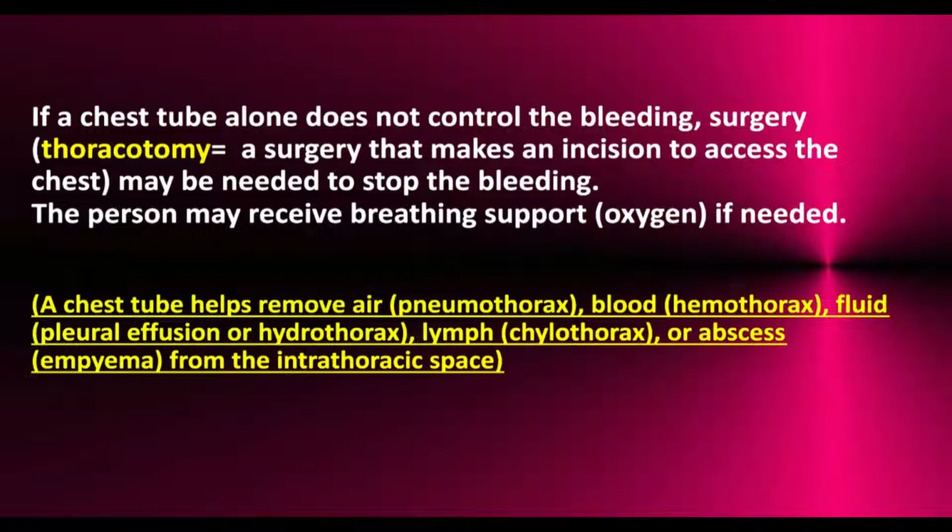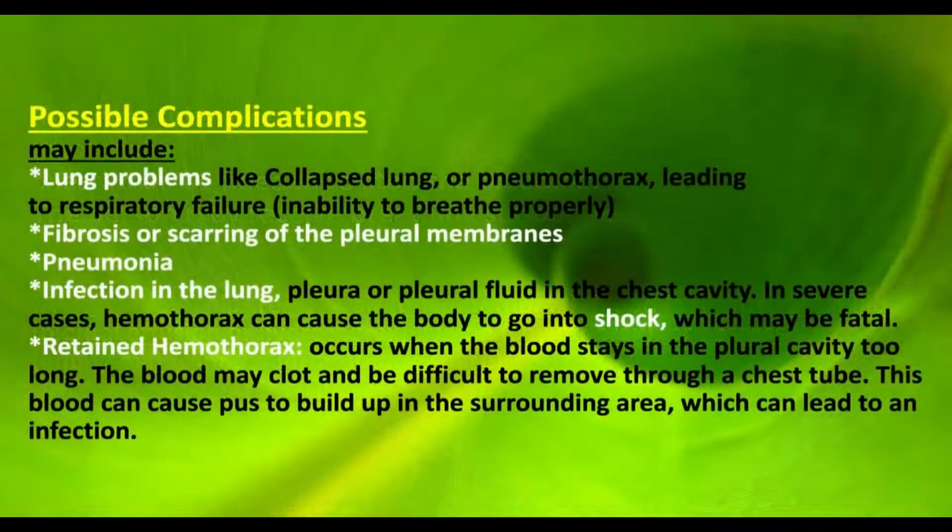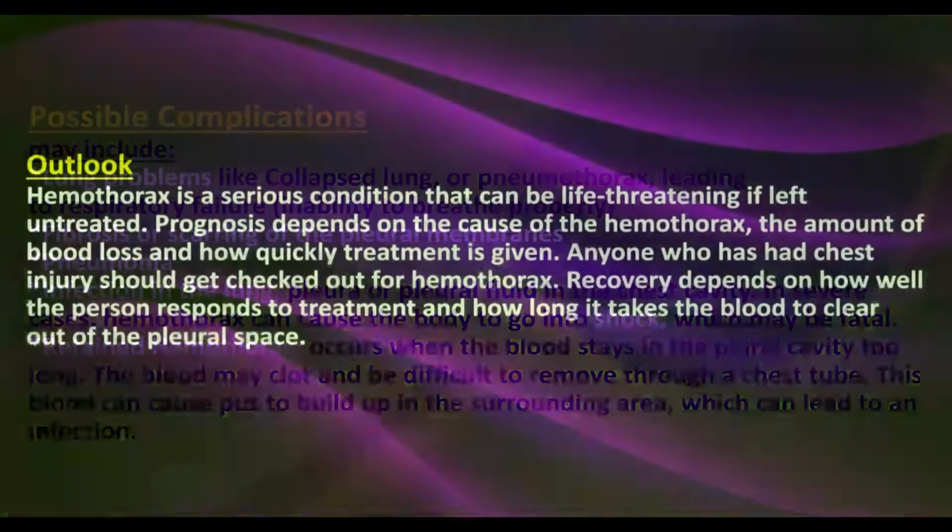Possible complications may include lung problems, fibrosis, pneumonia, infection in the lung, and retained hemothorax. Retained hemothorax occurs when the blood stays in the pleural cavity too long. The blood may clot and be difficult to remove through a chest tube. This blood can cause pus to build up in the surrounding area, which can lead to an infection.